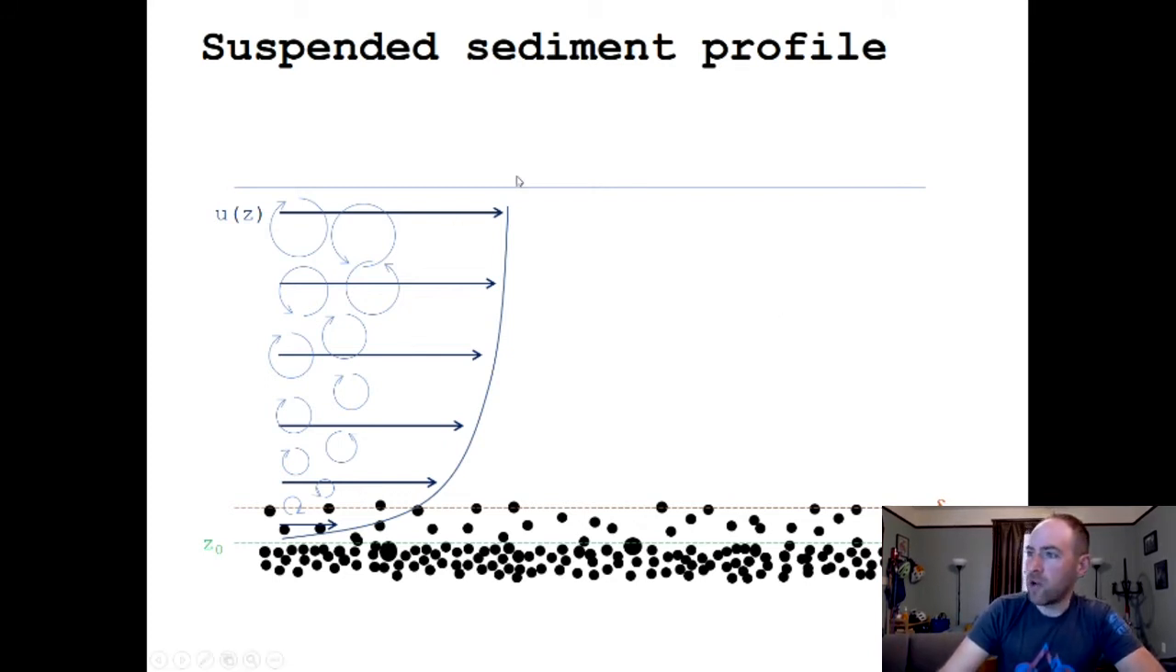And then you have a velocity profile, right? And when you're deriving the velocity profile, you end up with a logarithmic shape, okay?